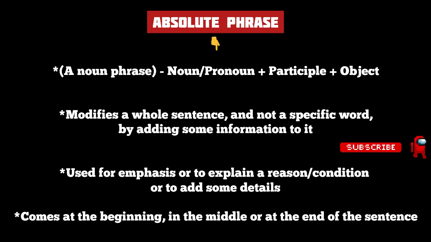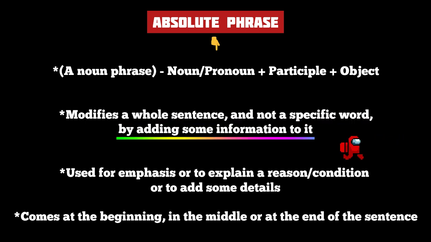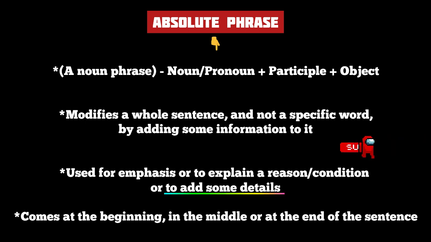But why is it called an absolute phrase? Well, because it modifies a whole sentence and not a specific word. So we understand that an absolute phrase modifies an entire sentence by adding some information to it. The absolute phrase serves various purposes. It is used to emphasize or add some details to the sentence. It's also used to explain a reason or condition for the statement in the sentence.